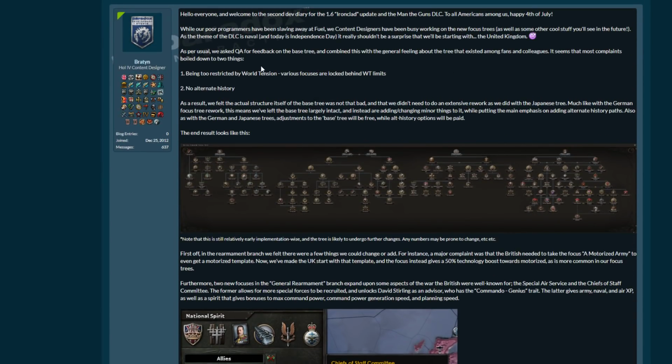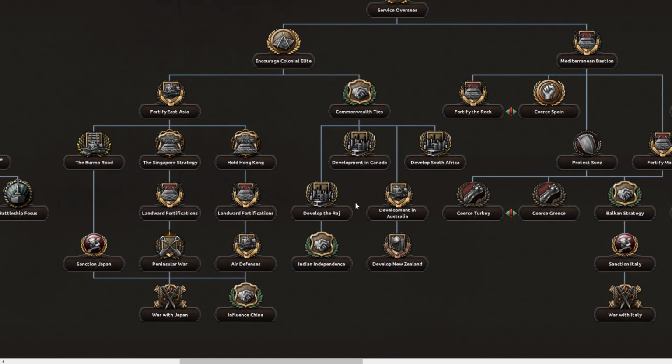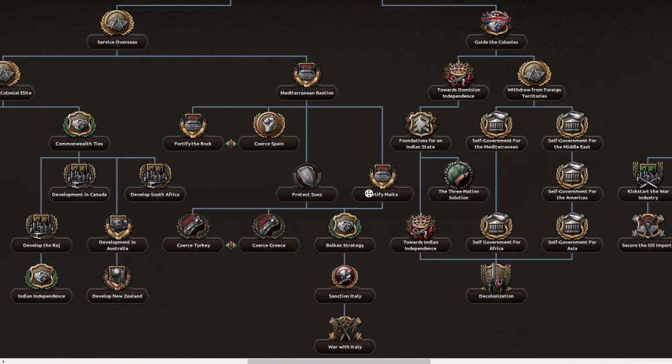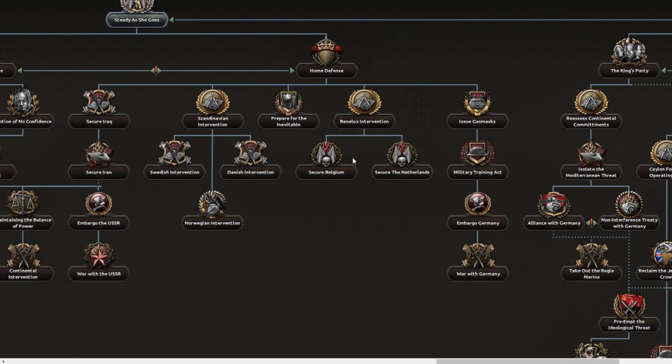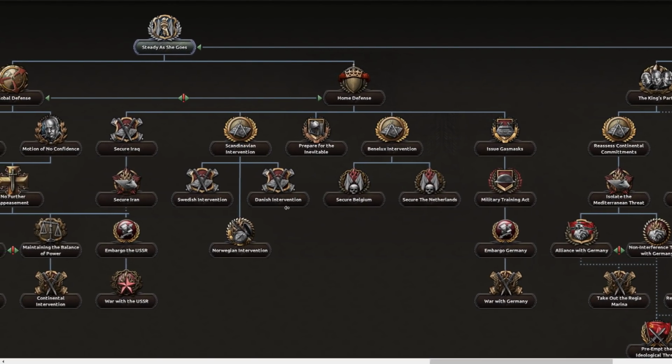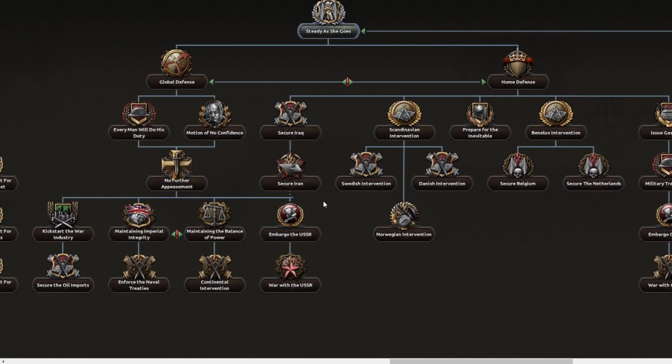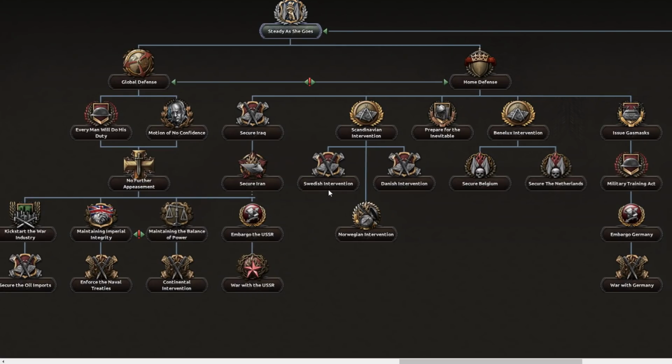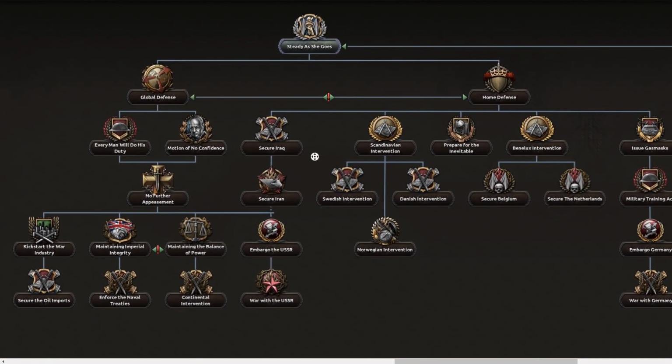Okay, so there were two issues with the United Kingdom's focus tree. One, there were too many restrictions behind world tension, as well as nations that you could invade based on their ideology. Let me explain that. There was a part of the focus tree where you could invade the Netherlands. Is it still here? Yeah, it is. Secure the Netherlands, secure Belgium, Benelux intervention, Scandinavian intervention. These were locked behind restrictions based on how much of the ideology was growing in these nations. So if I think something like 20 or 30% of Sweden was communist or fascist, you could go for this focus and get a casus belli to declare war on them. It sucked because you just couldn't do that much as the UK.